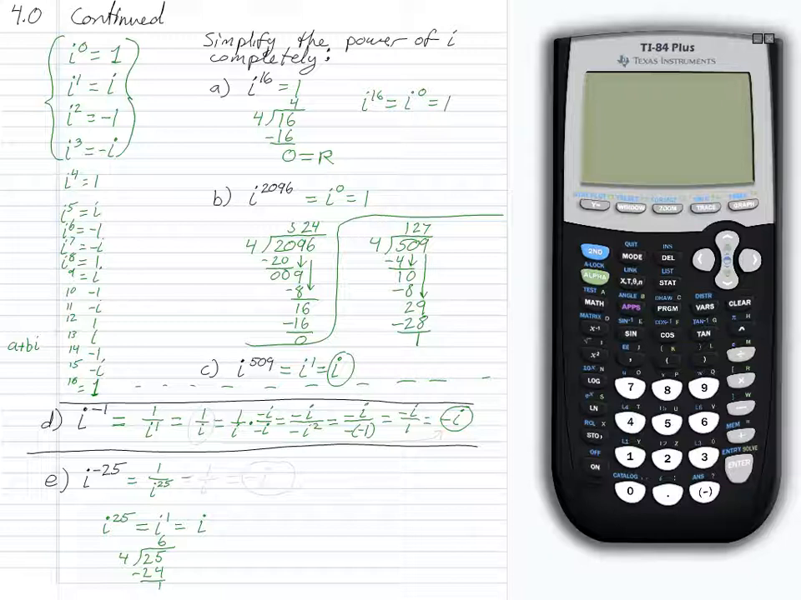And here we would say, okay, 1 over i to the 25th is really just another way to say 1 over i. And we've already done the work. We know that 1 over i ended up being negative i. So this is equal to negative i. We don't have to do any more heavy lifting.